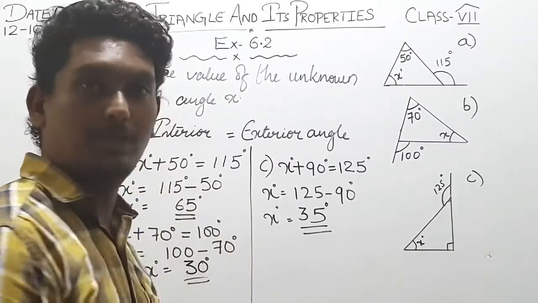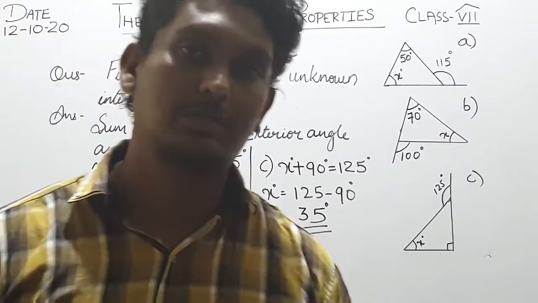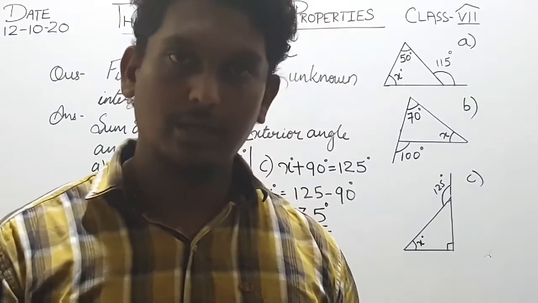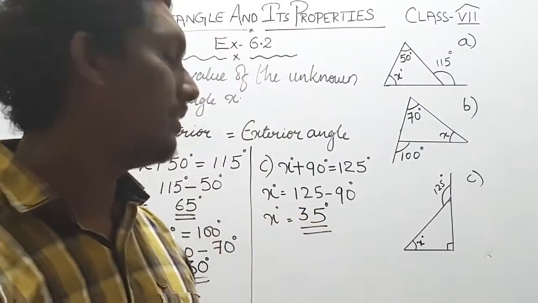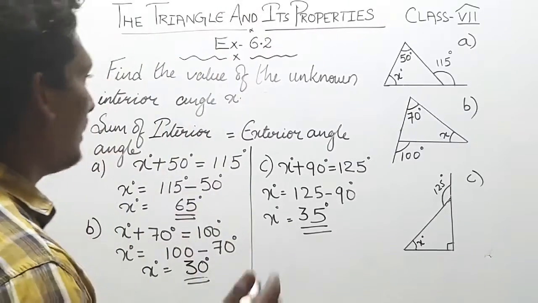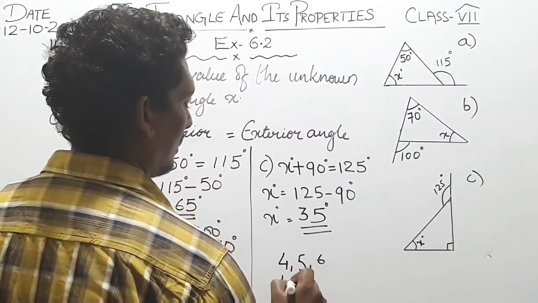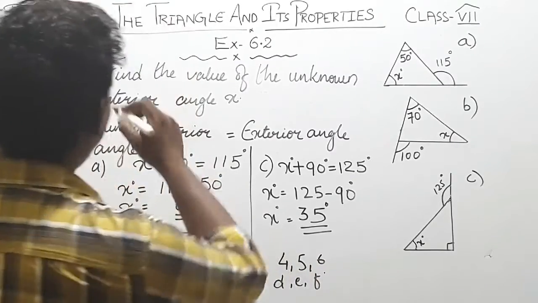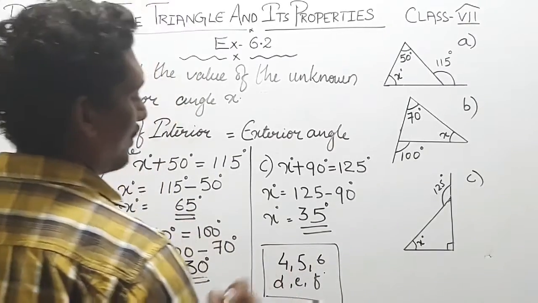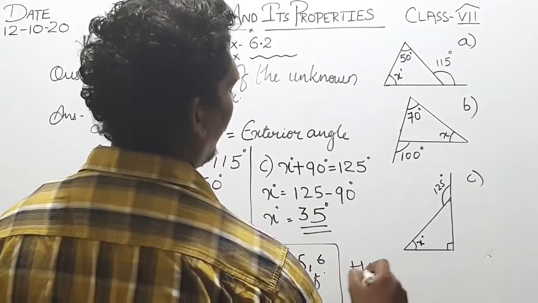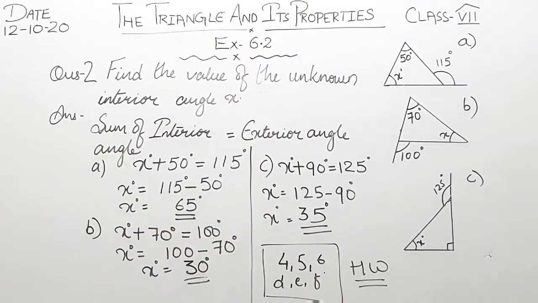In this question also, 3 questions I have already done. The rest 3 questions you have to do on your own. The same method, the same thing you have to do, only the numbers are changed. Just go through it. 4, 5, 6 or D, E, F. Same question number 2 is homework for you. This one is homework.